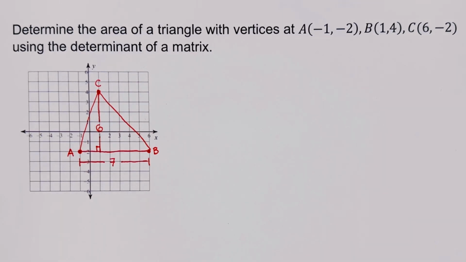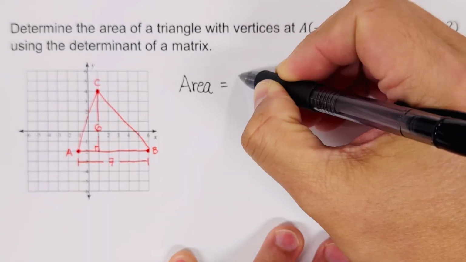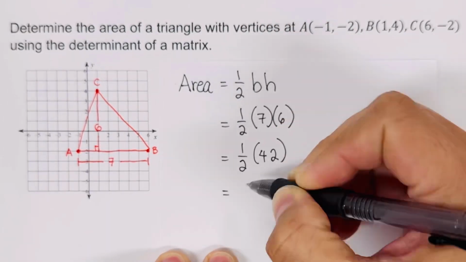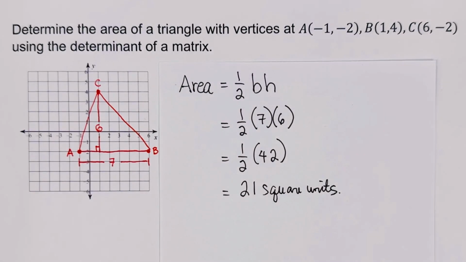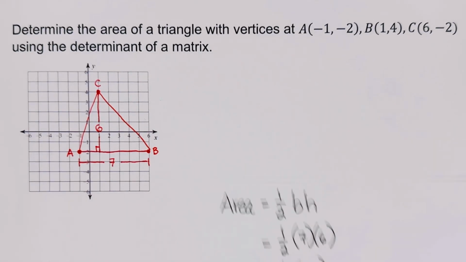So we can use the formula for the area of a triangle, which is area is equal to 1/2 base times height. I'm going to show the work to determine the area for this. Using the formula for the area, we got 21 square units. Now let's use the determinant of a matrix to determine the area for this triangle.